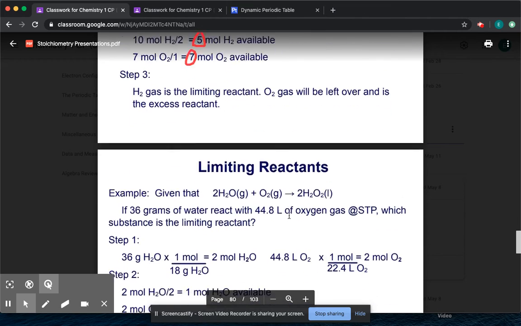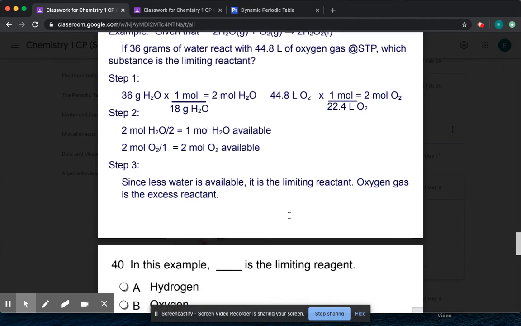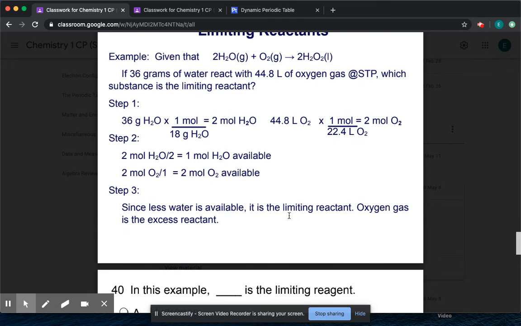Okay, and that's the whole idea behind limiting reactants. Right. So it's just about, once you figure out how many of each you have, divide it by the coefficient, and that's how you figure out which one is going to prevent you from continuing with the reaction. Okay.